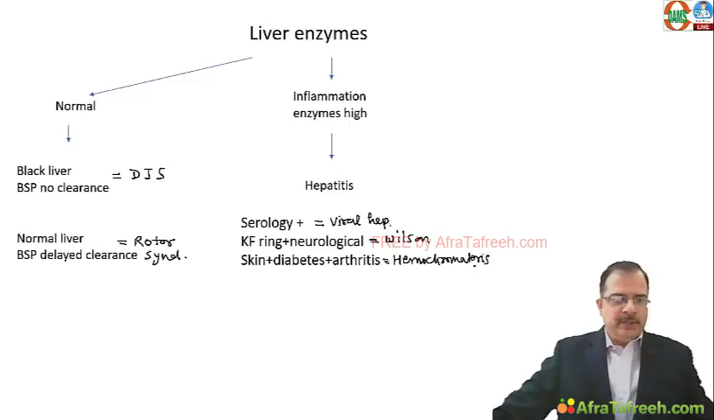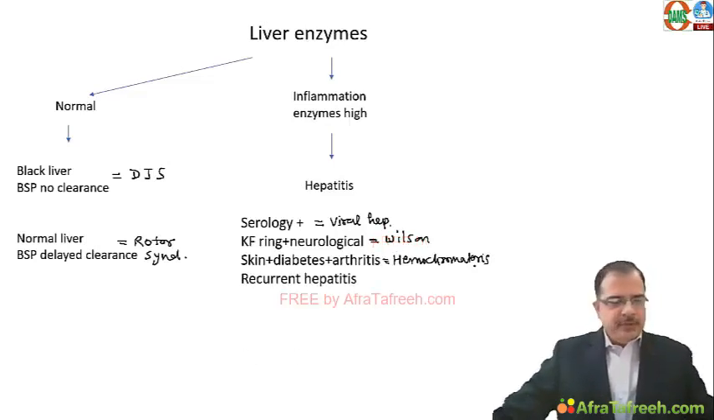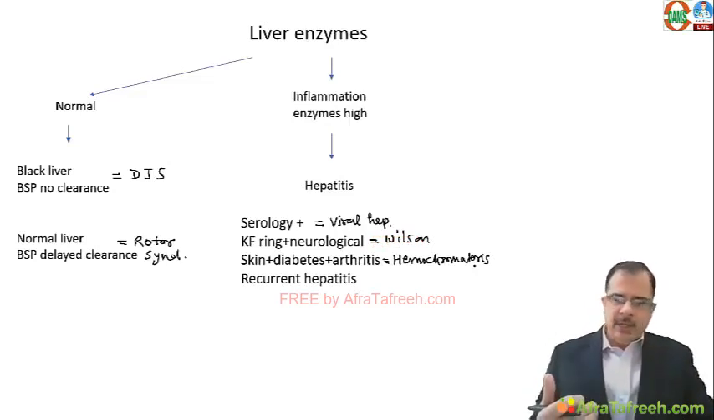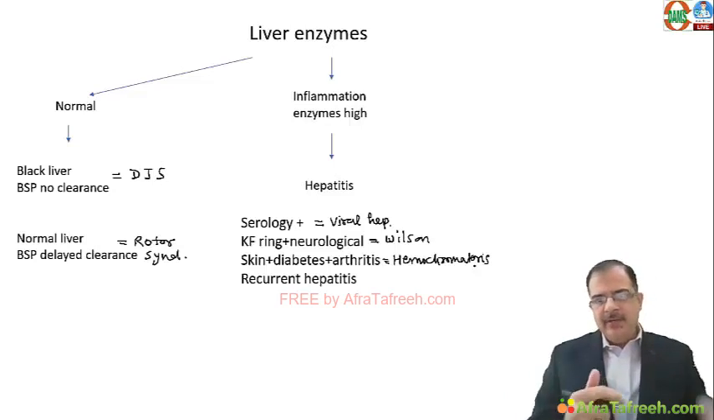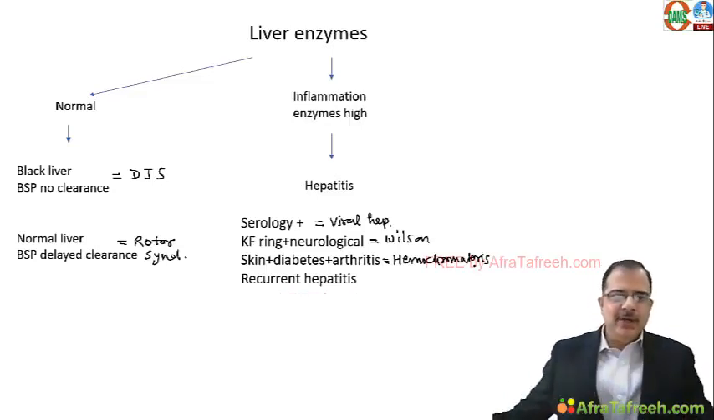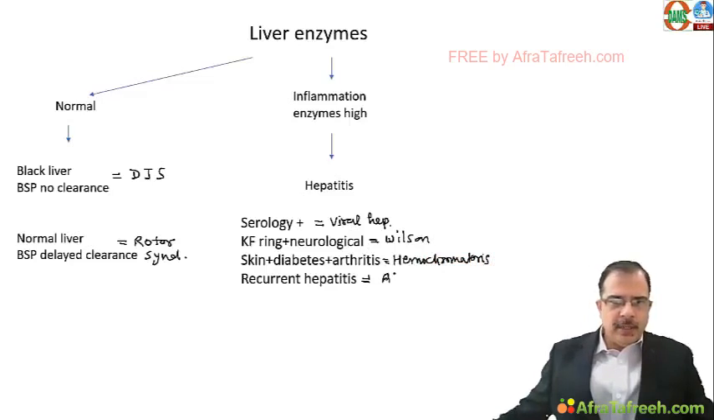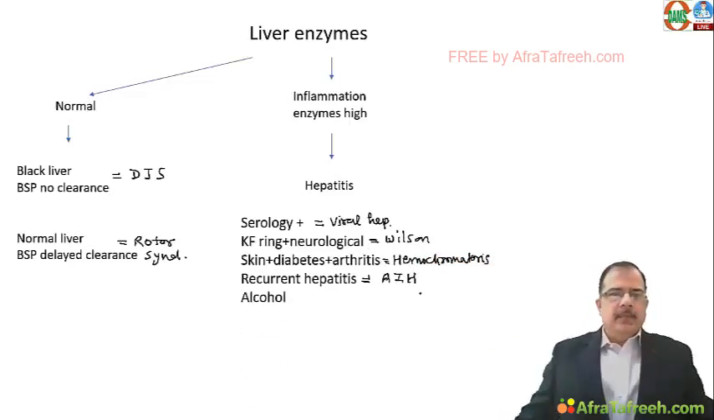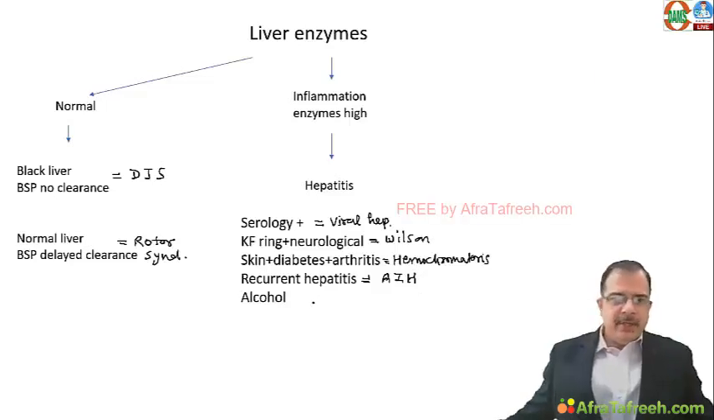Primary hemochromatosis. While if the word recurrent hepatitis is mentioned, that means the hepatitis is happening every year. So it will be a case of autoimmune hepatitis. Alcohol intake, very simple, it is alcoholic liver disease, ALD.